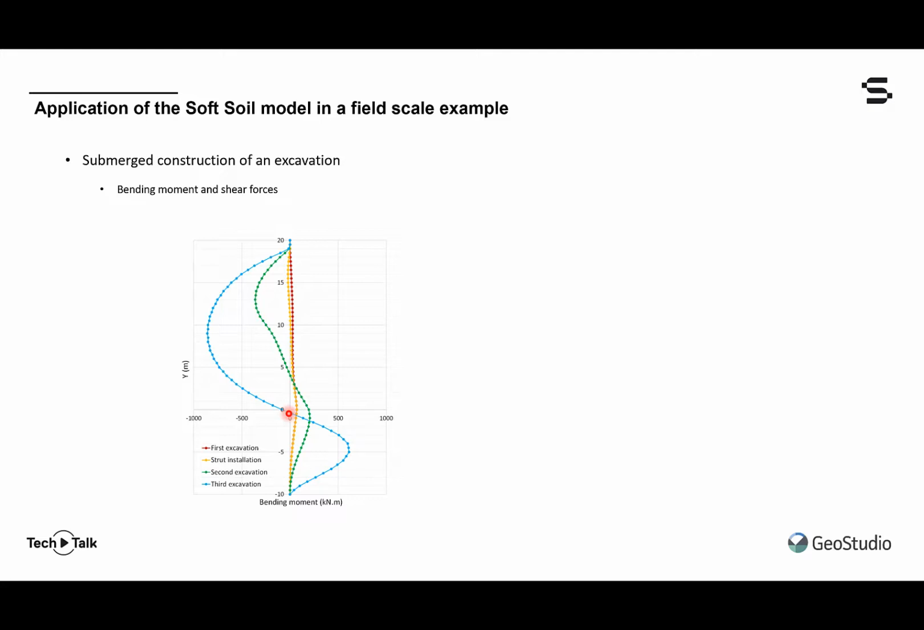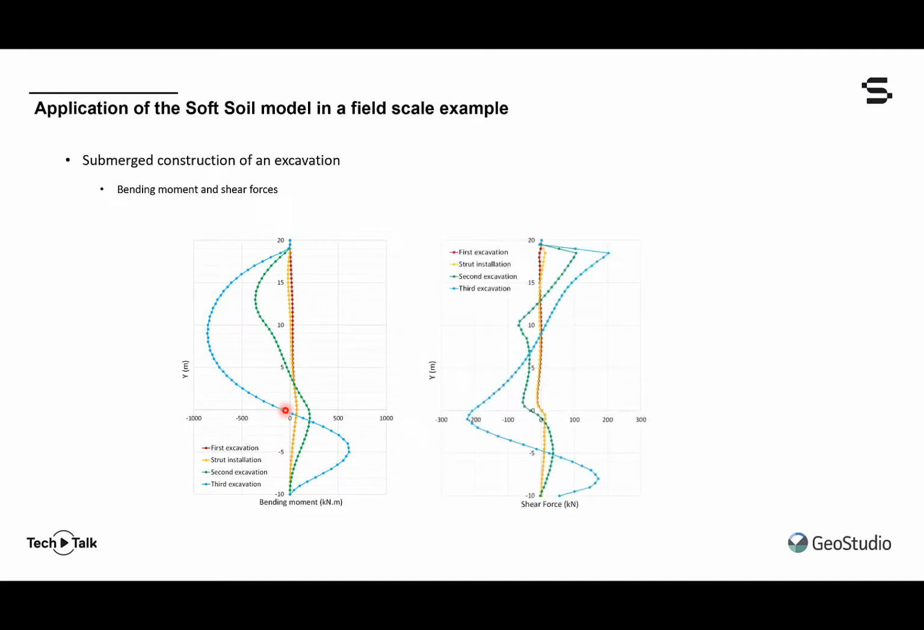Let me back up and just note that the maximum X displacement was right around here, but where the sign flips on the bending moments is often where we can expect to see the maximum shear stress in the structure. And indeed, you can see here that it's about 220 kilonewtons near the base of the excavation.